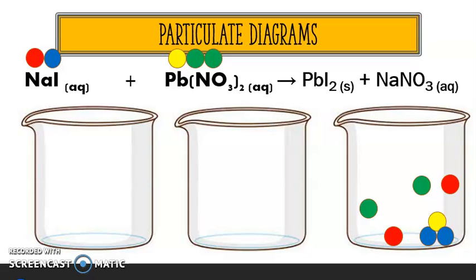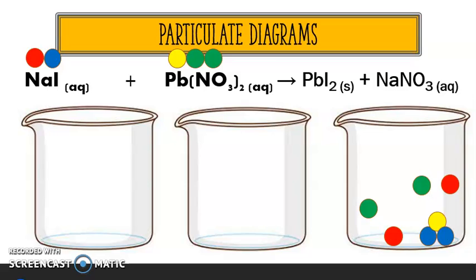Now, we could actually, again, represent what that looks like on the product side. So we can say that the Pb and the I have come together and they formed a solid precipitate, whereas the Na and the NO3 remain dissolved, dissociated, separated from each other, and in the solution.